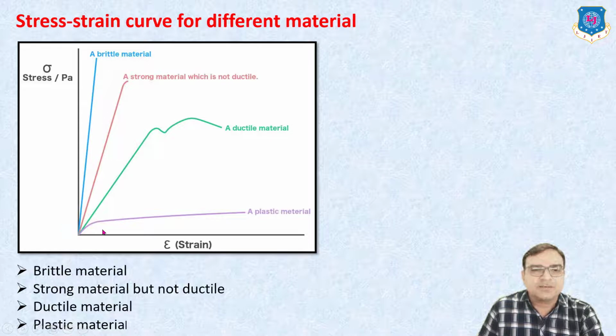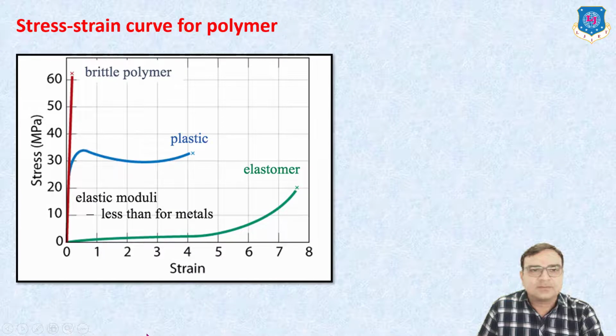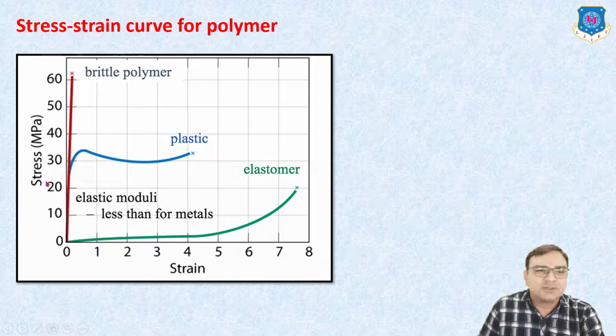Means when you apply a small load, the deformation of the polymer material or plastic material goes in a very high manner. Here is the stress strain curve for polymers. So stress versus strain in different polymer materials.